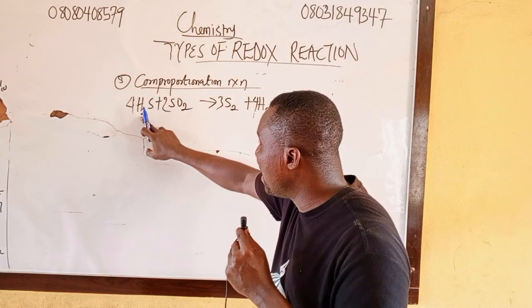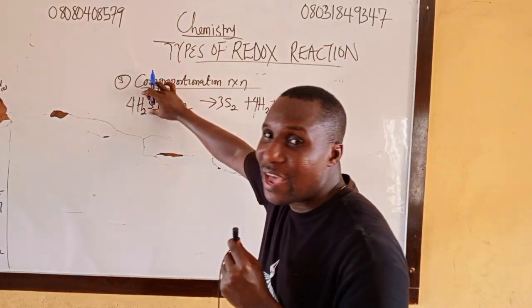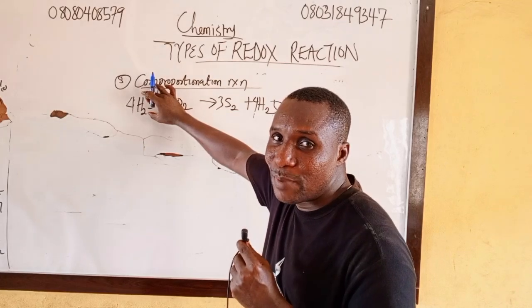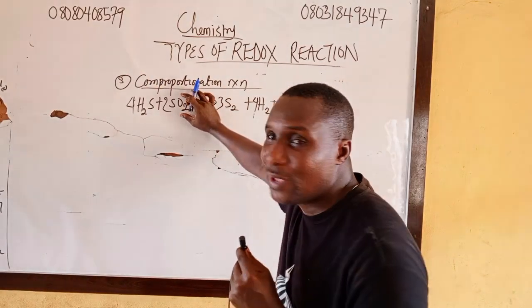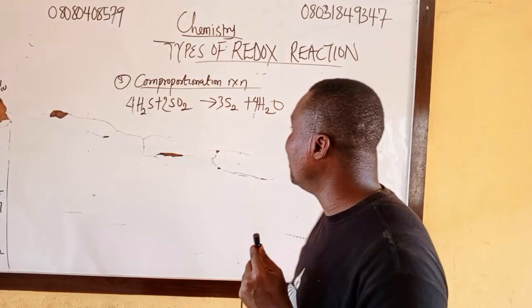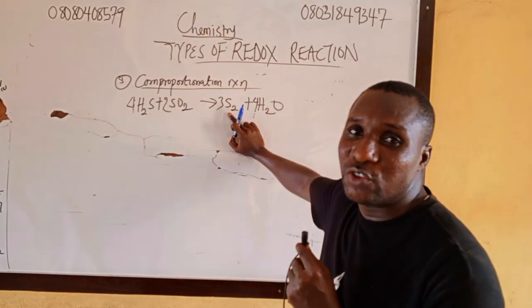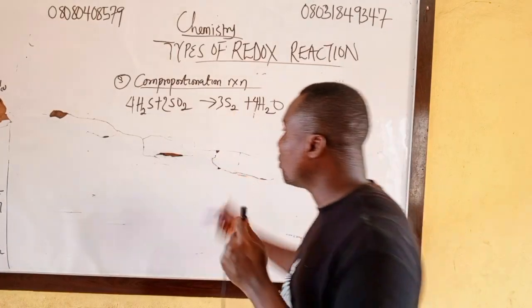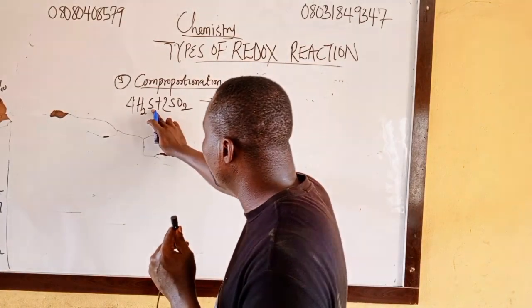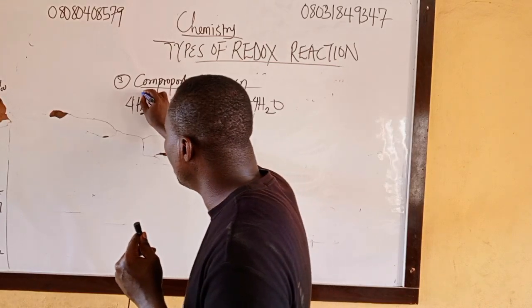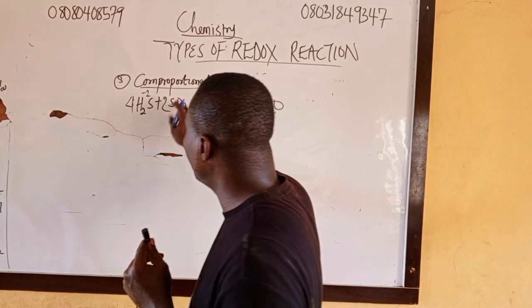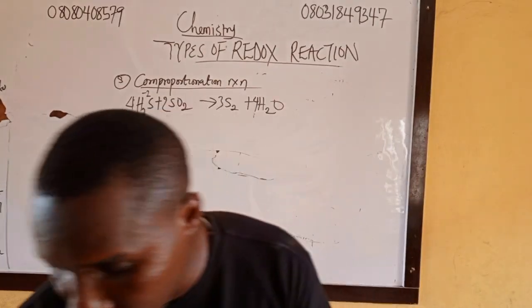We have sulfur here. Sulfur will be acting as what kind of agent? It is based on the sulfur at the product. Let us look at this. What is the oxidation number of sulfur in H2S? Minus 2.